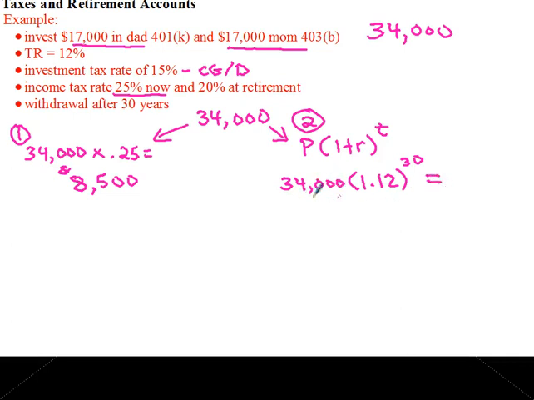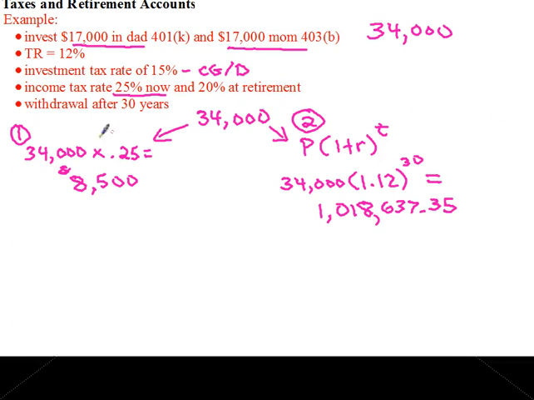And by the way, this is only 1 year of savings. This is mom and dad, 1 year, putting $34,000 into their retirement account, grows at 12% for 30 years. That turns into, here's what I get, $1,018,637.35. Okay? That's how much I end up with. So that's at the end of step 2.